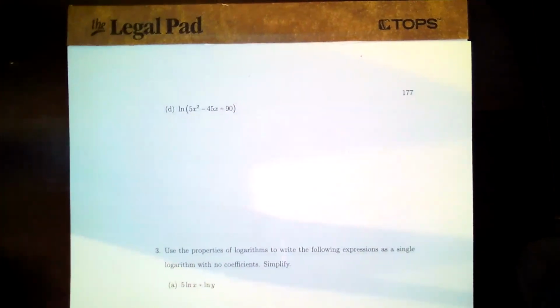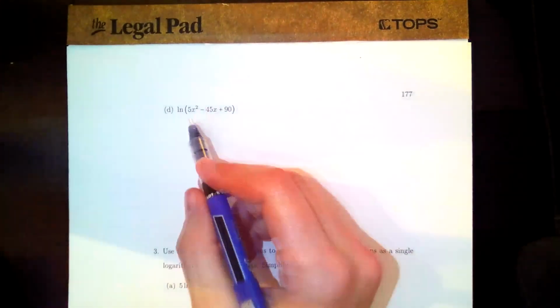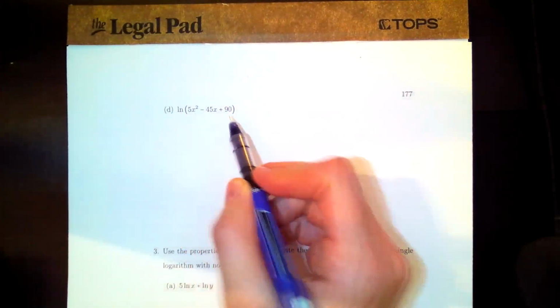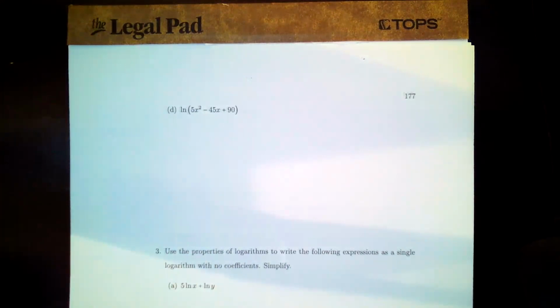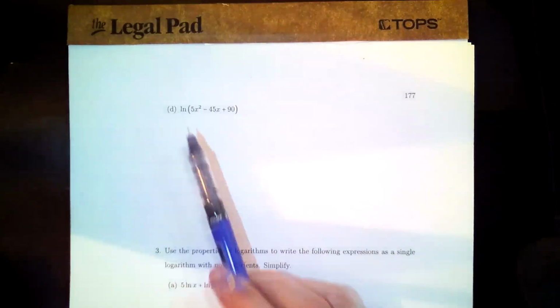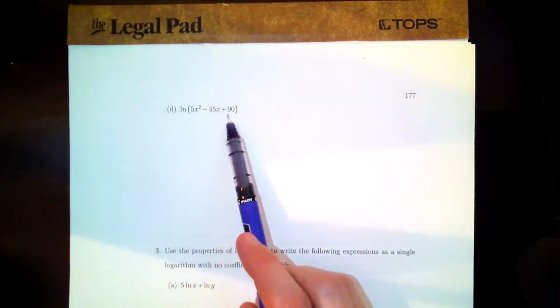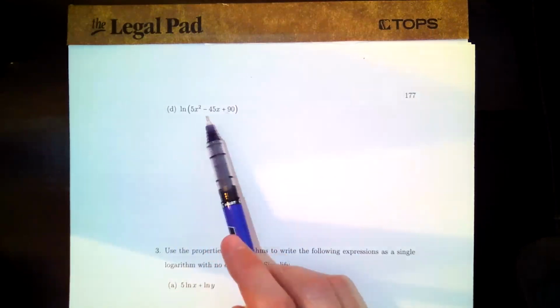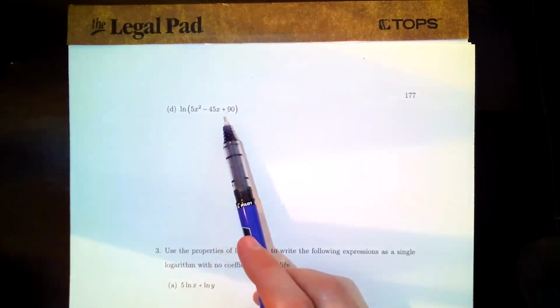All right, let's do one more example here. We have ln of 5x squared minus 45x plus 90, and they say expand your logarithm, right? Make more than one log, split stuff up. But the problem is, as we've already established, that you can't split up something that is added or subtracted. I can only split up things that look like multiplications inside or divisions inside.